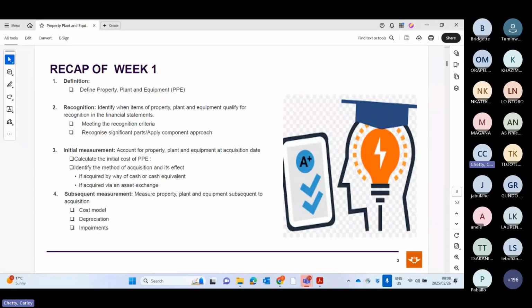So you have initial measurement and subsequent measurement. There you would have looked at how to measure property, plant, and equipment subsequent to acquisition. So here we have two models, the cost model and the revaluation model. Last week you would have looked at the cost model, and we'll be continuing with the cost model this week. And then next week you'll look at the revaluation model. So the cost model is something you would be familiar with. Then we worked out how to process depreciation, and you also would have processed impairments.